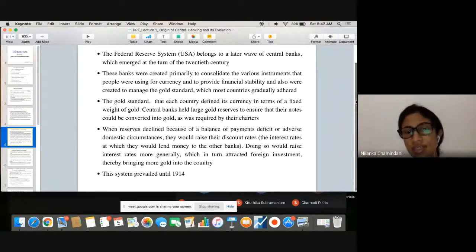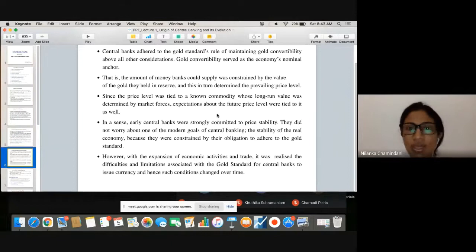See the third sentence, it says that their notes could be converted into gold. That means we can increase the gold reserves that we have. This gold standard system prevailed until 1914, right? Because there were so many drawbacks in this gold standard system. I think we can discuss that in the next slide.